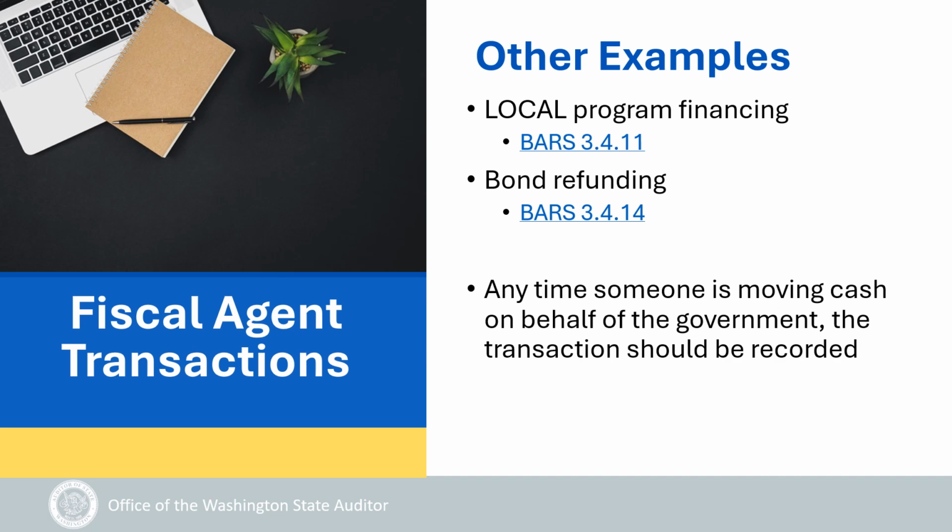A couple more examples of a fiscal agent are the local program and how bonds are refunded. These two situations also involve a party separate from the primary government. However, the transactions are handled by these agents on behalf of the primary government and should be recognized by the government. There are accounting sections included in the BARS manual on these two different situations, as we have listed here. In summary, any party that is handling resources for a government is considered a fiscal agent, and all the transactions handled by that fiscal agent should be recognized by the government.